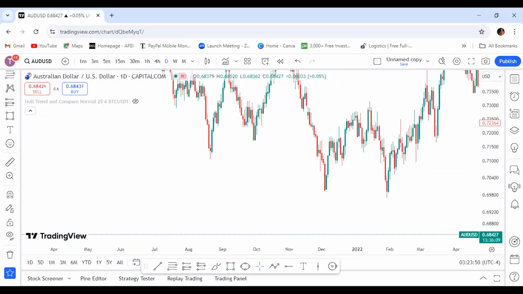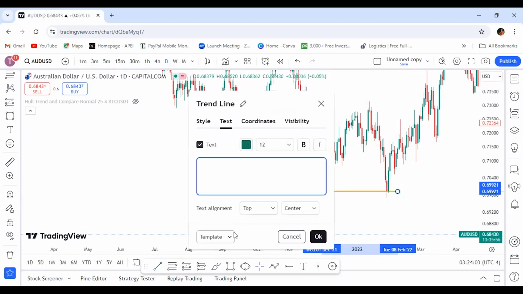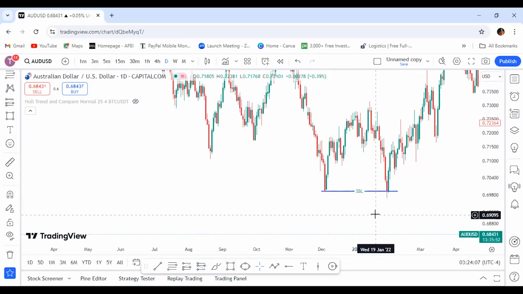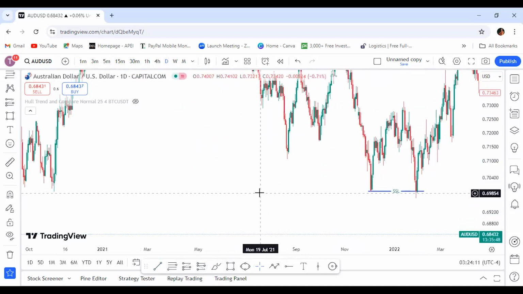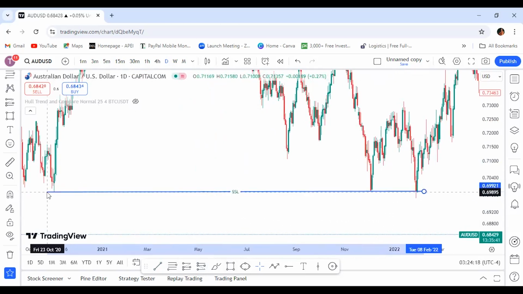So at this particular point also, we see the price taking out the sell side liquidity. So that is the sell side liquidity. All right, and then now we see how the price pushes up. At this particular point, actually, this is equal lows. All right, there we have equal lows.